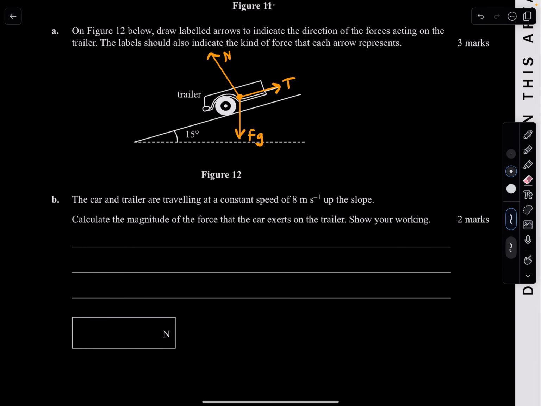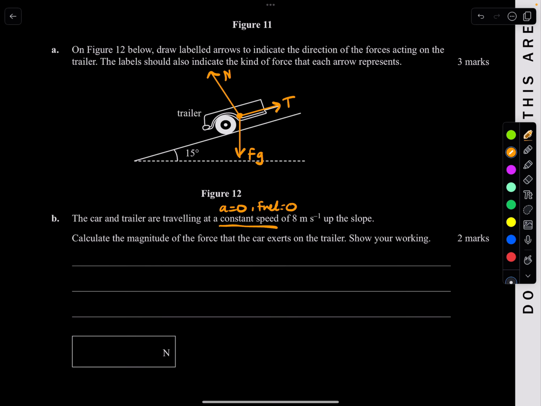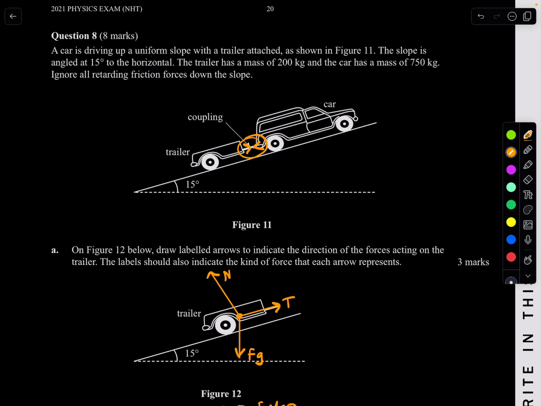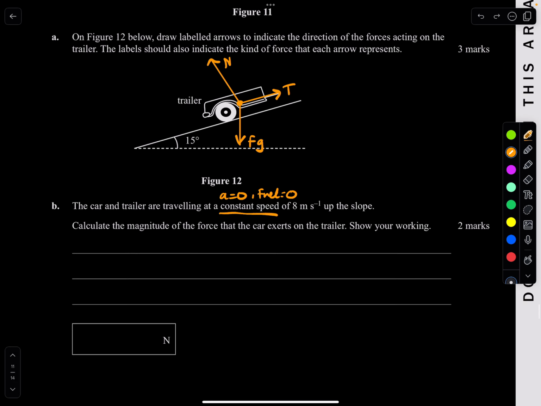The car and the trailer are traveling at a constant speed. Look at the words constant speed. Constant speed tells us what? The acceleration is 0 and F net equals 0. Always remember that when it's at constant speed up the slope. Calculate the magnitude of the force that the car exerts on the trailer. Show your working out. Is it this force over here that the car exerts on the trailer? It doesn't matter, because remember Newton's third law, these forces are equal in magnitude. Both have the same magnitude. So it's just this tension force that we're trying to calculate.